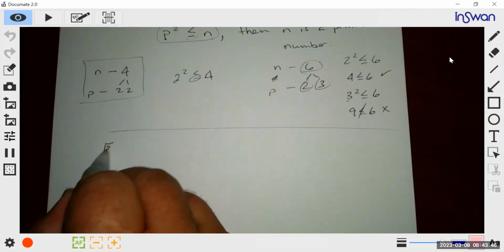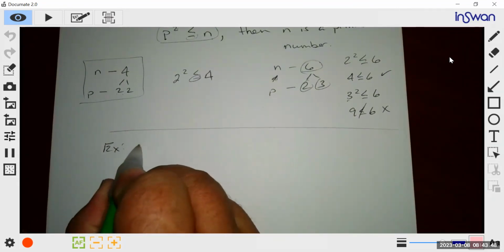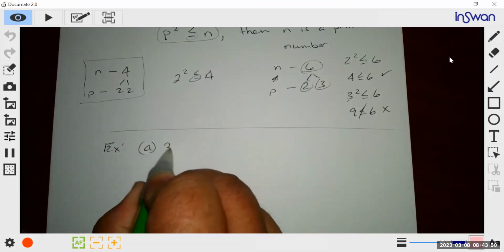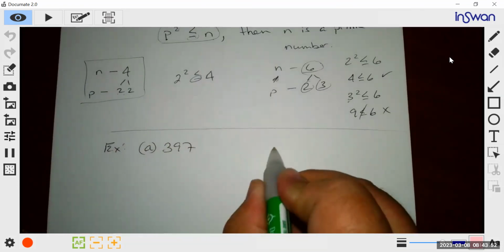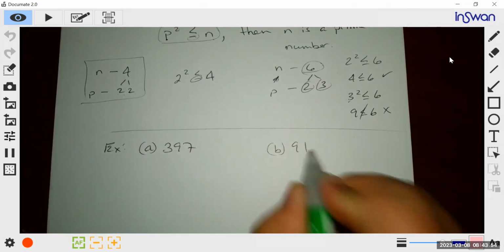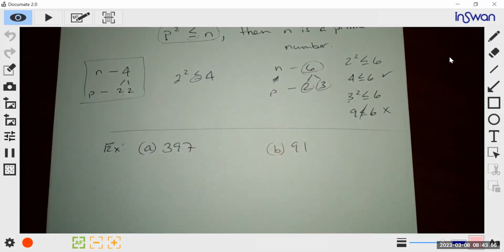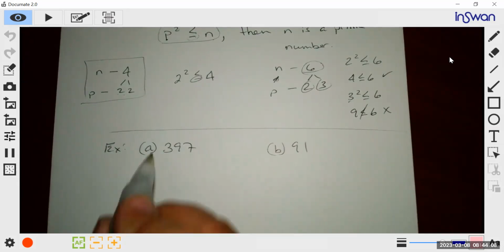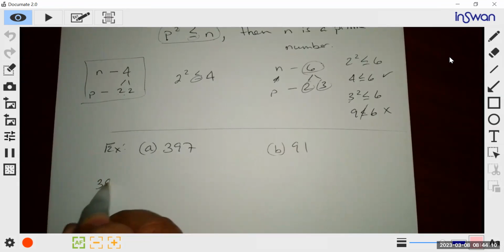Okay, here are some examples. A is 397 and B is 91. So 397 breaks down into what?